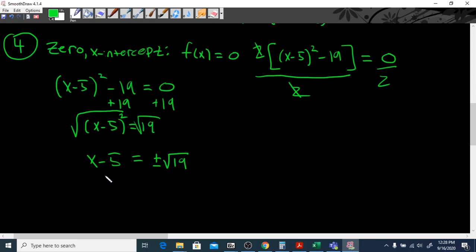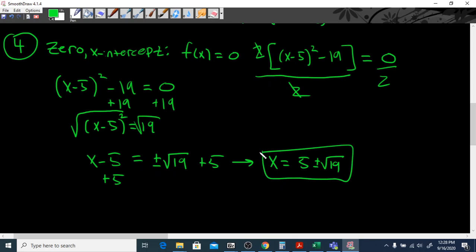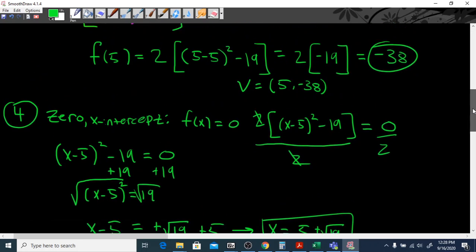And then the last thing to solve for x is I can add 5 to both sides. Okay, and so I wind up with x equals 5 plus or minus the square root of 19. And there's my solutions. Okay. So there we go, right?